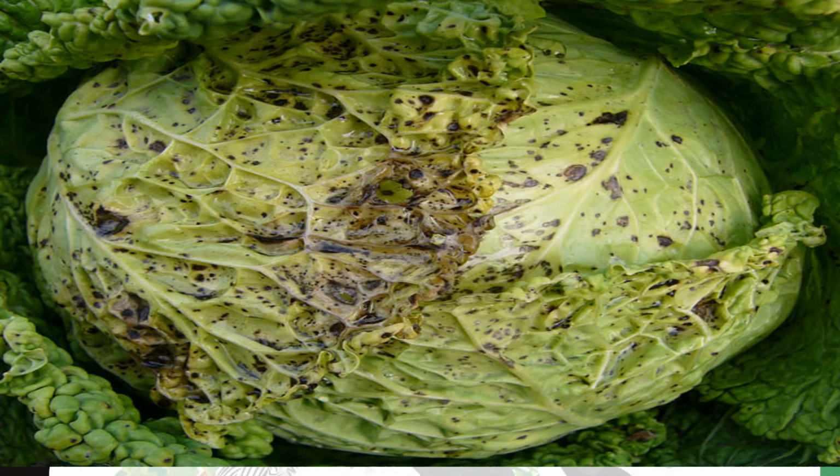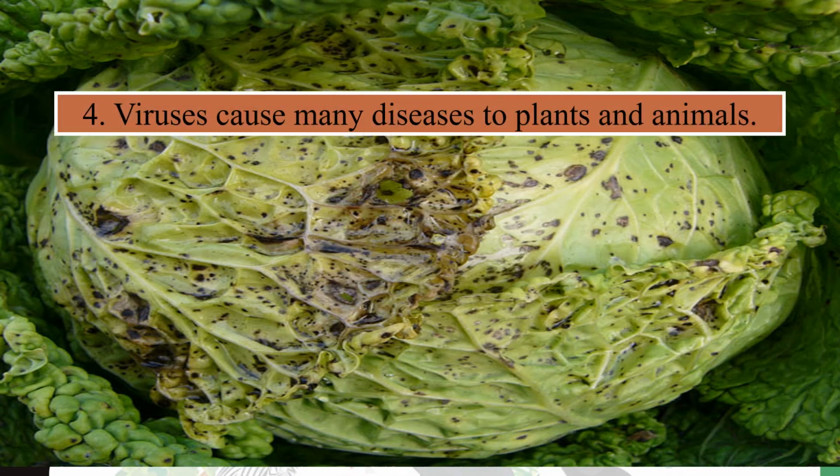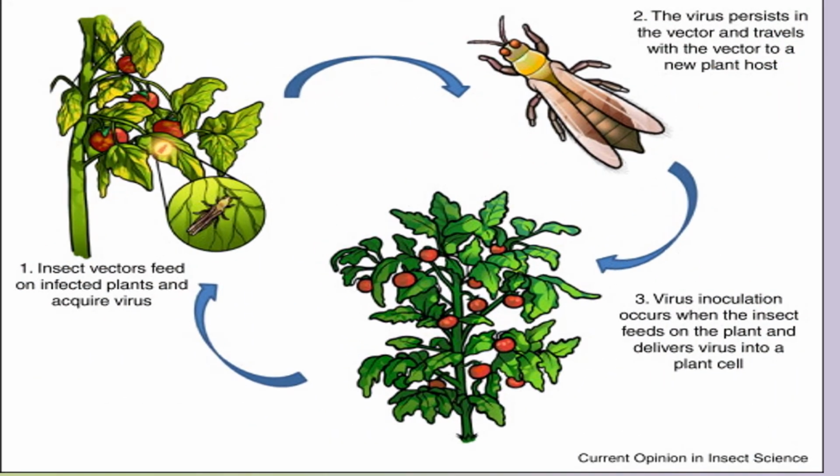Viruses cause many diseases to plants and animals. Here you can see one picture of a plant where you can see small black colored dots over it. They are nothing but because of viruses, which has caused it to look like this. Let's have a look at how viruses spread in plants and animals.